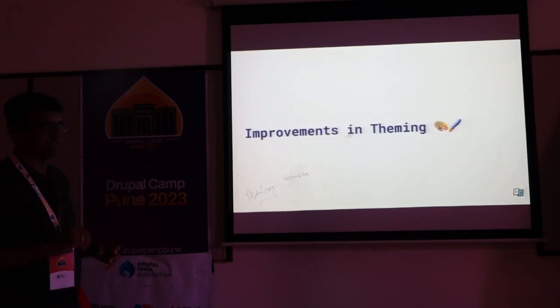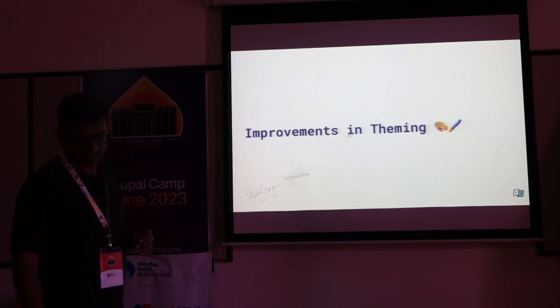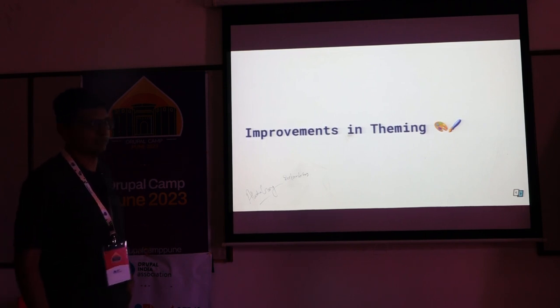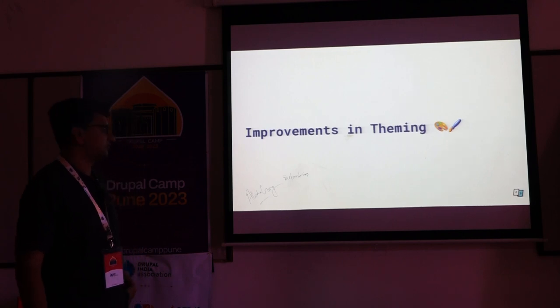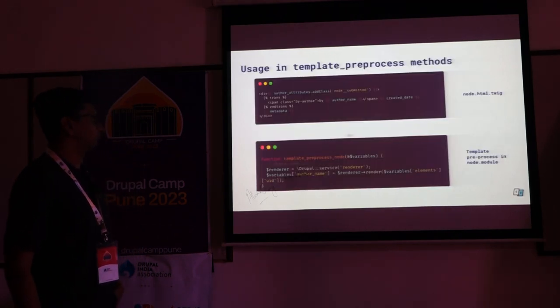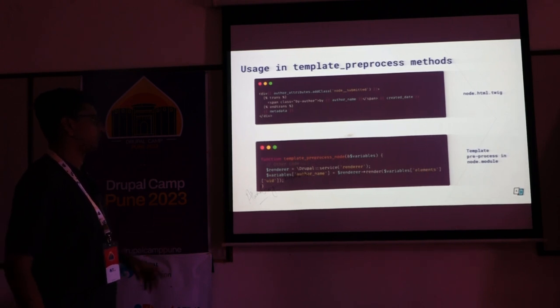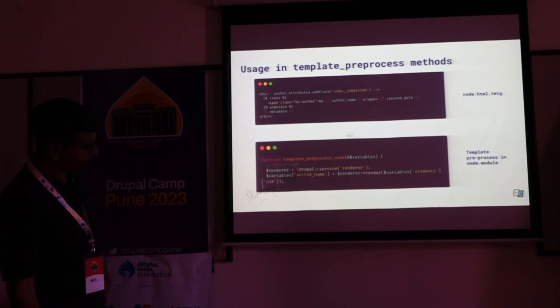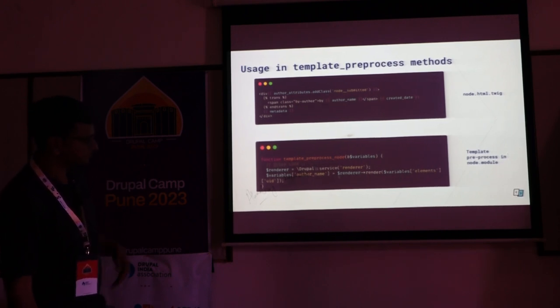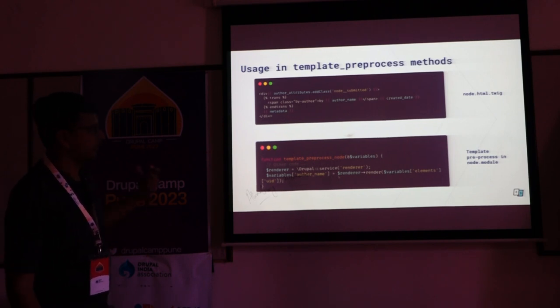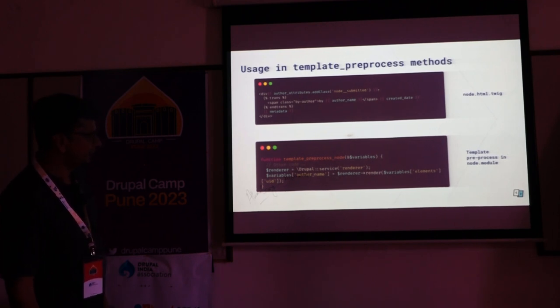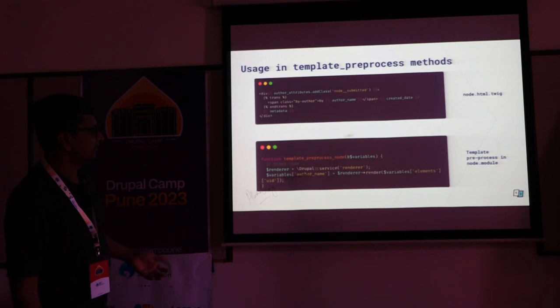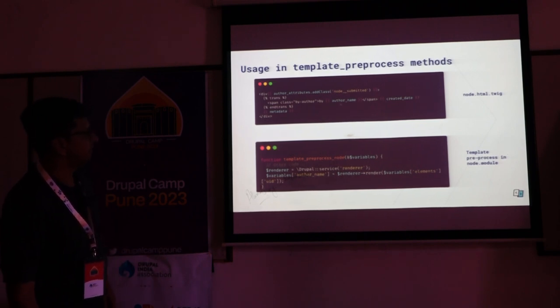Another use case, related to theming, is what I'm going to target. I have been extensively using it. So the thing is, if you see the node module's template preprocessor, we have a similar thing over here where you can generate a render array of particular values, for example generating the author name, building the render array, and returning it. Eventually this render array is printed, along with the node that is given to you.